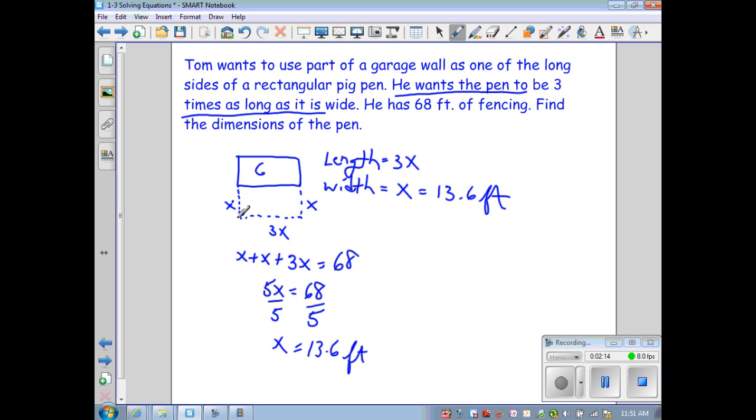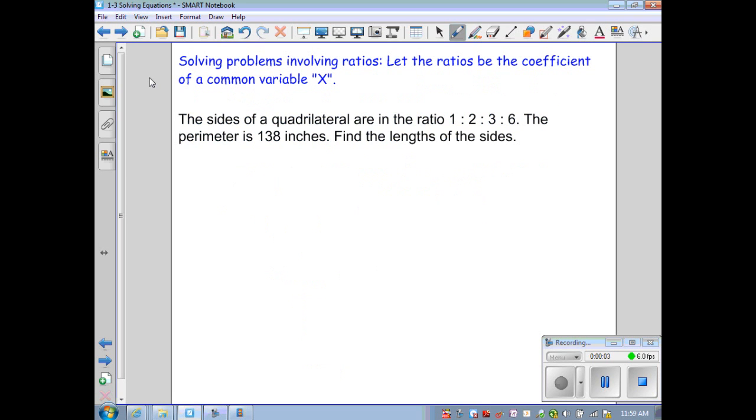So my widths are going to be 13.6, and the length is going to be 3 times that amount, which is going to give me 40.8 feet.